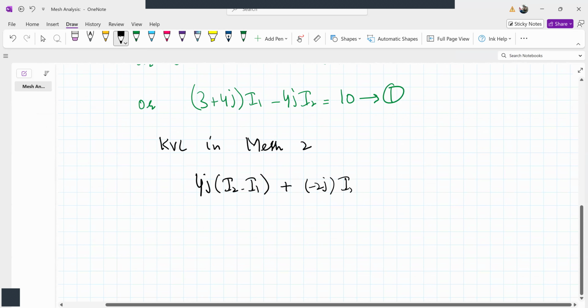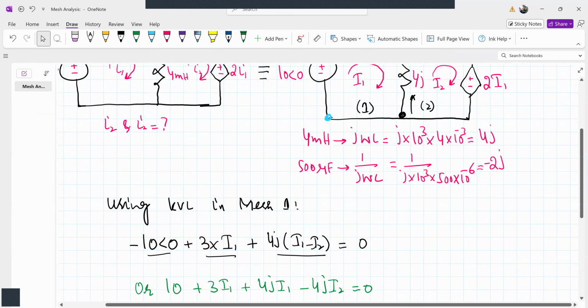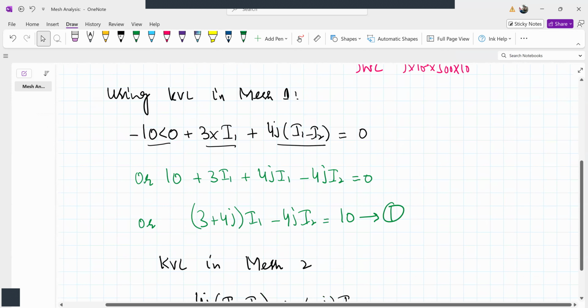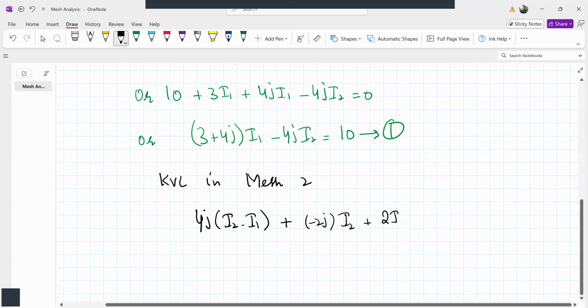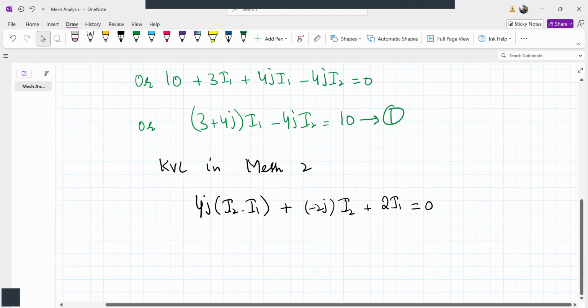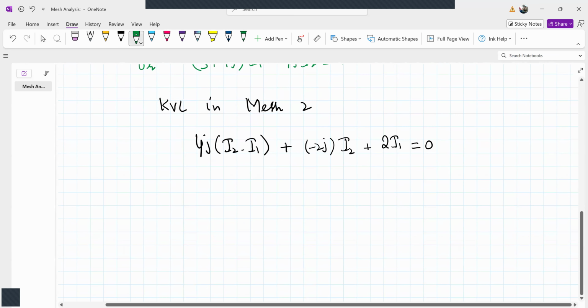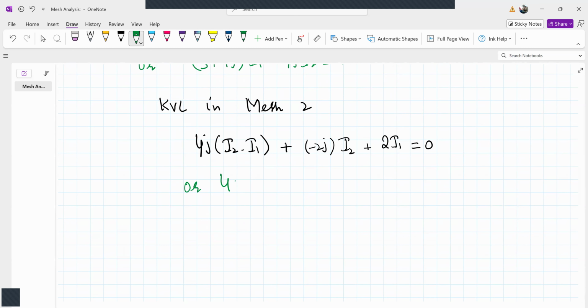Current flowing is simply I2. Then we have a voltage source. The value of this voltage is simply 2I1. So the sum of the three voltages is equal to 0. Let's simplify this further. I can write this as 4j I1 minus 4j I2 minus 2j I1 plus 2 I1 is equal to 0.